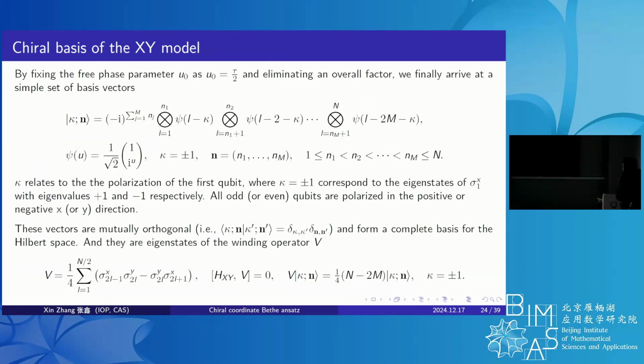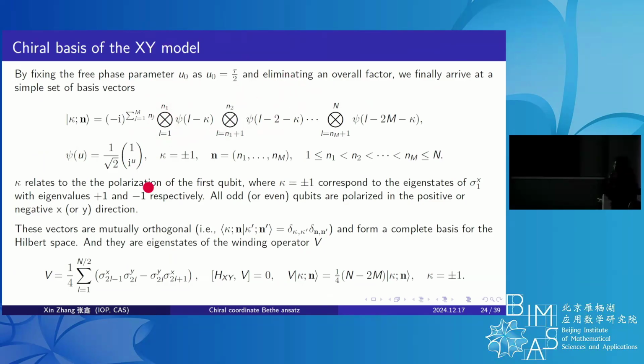So here we find something very interesting, because in the XYZ chain we have a free phase factor U0. If we let U0 be tau over 2 and eliminate some overall factor, we can arrive at a very simple set of basis vectors. It's a set of factorized eigenstates.